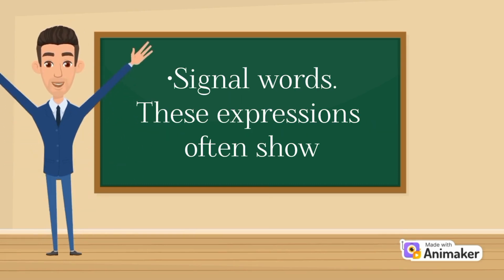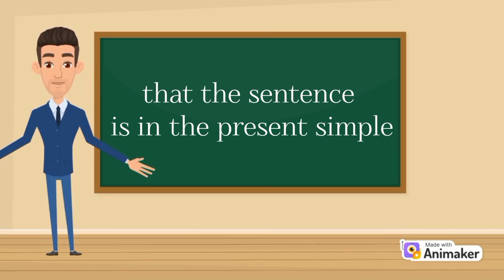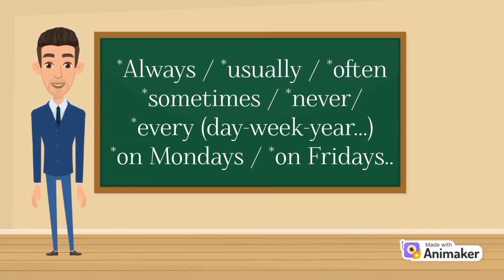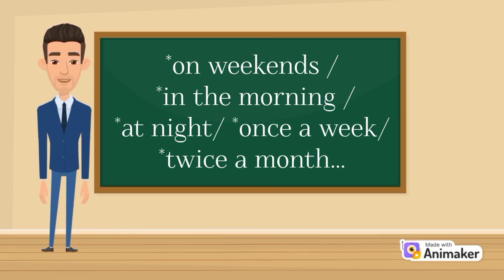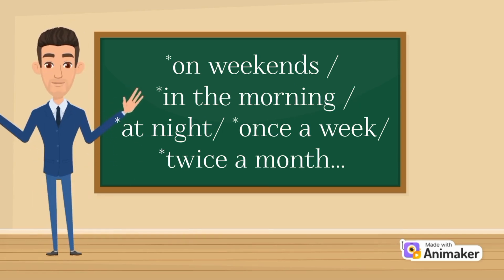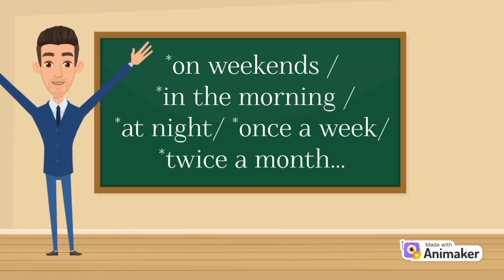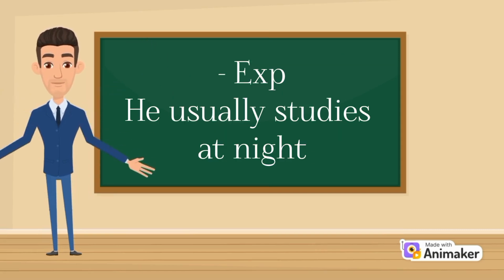Signal words. These expressions often show that the sentence is in the present simple: always, usually, often, sometimes, never, every day, every week, every year, on Mondays, on Fridays, on weekends, in the morning, at night, once a week, twice a month. Example: He usually studies at night.